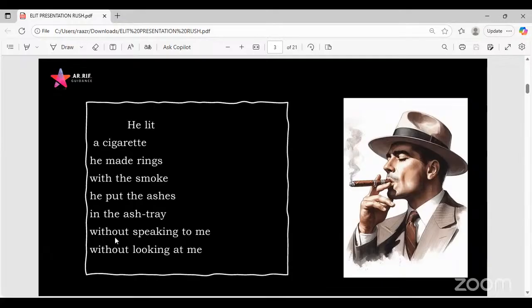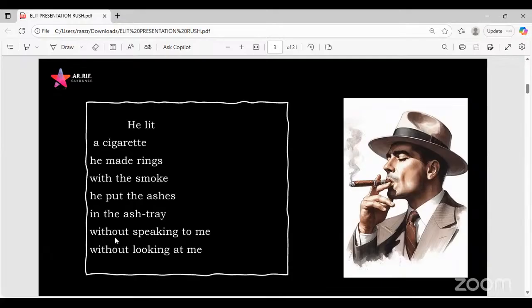Okay, now after breakfast, guys. Now after breakfast, the man lights a cigarette. So this is regarding the second stanza. So again, we get a series of small actions: lighting it, making smoke rings, tapping the ashes into the ashtray. These details show how much time is passing while he still chooses not to talk.